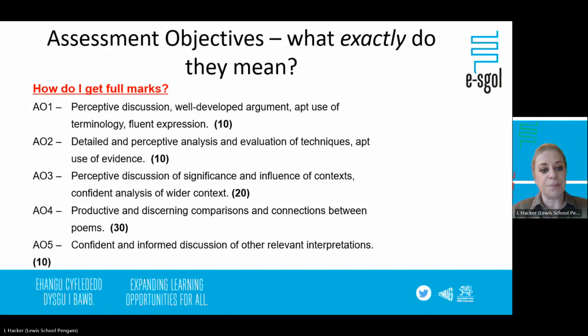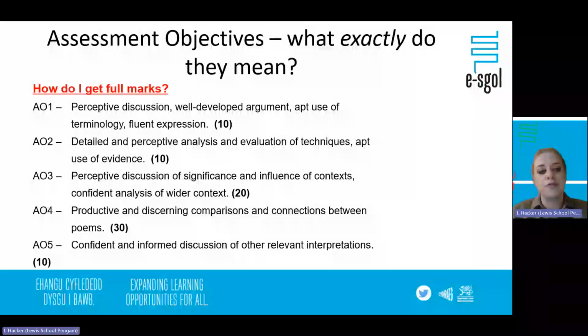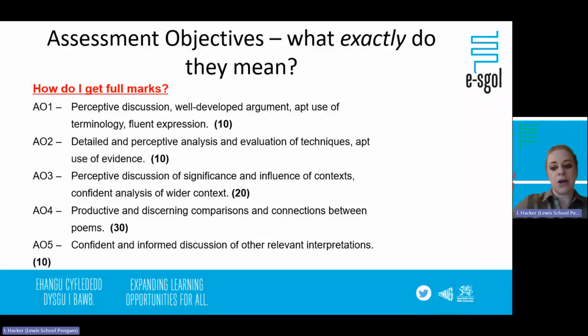AO3 then. Perceptive discussion of the significance and influence of contexts with confident analysis of the wider context. So again, we can separate that into 2 sections. Perceptive knowledge and understanding of the significance and influence of contexts on the writers, and also confident analysis of the wider context surrounding not only those writers, but those particular poems. That's pivotal.